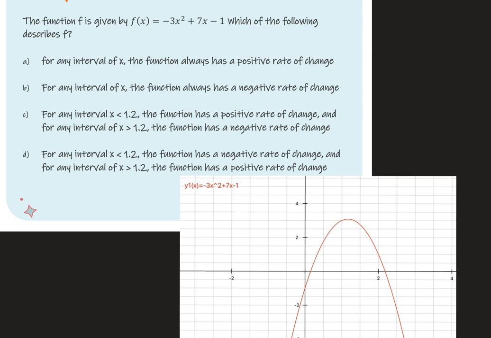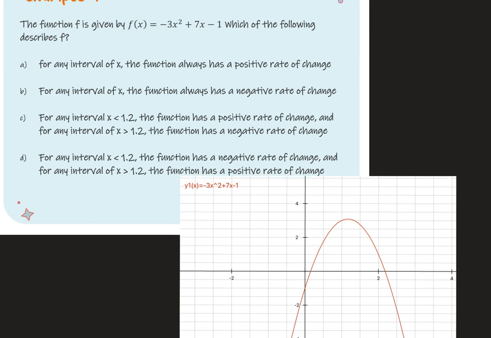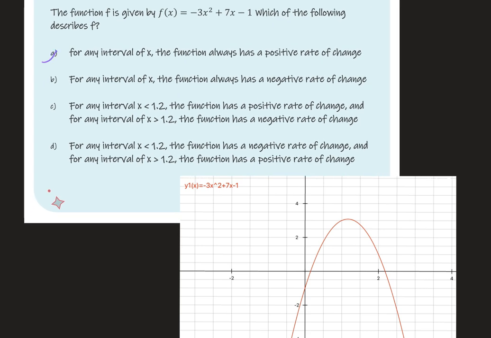All right, so now let's look at our answer choices. A says the function always has a positive rate of change. What does a positive rate of change look like? It would be constantly increasing. Is that happening here? No. I cross that out. Then go to B. For any interval of x, the function always has a negative rate of change. That would say always down. Is that happening here? Cross that out.